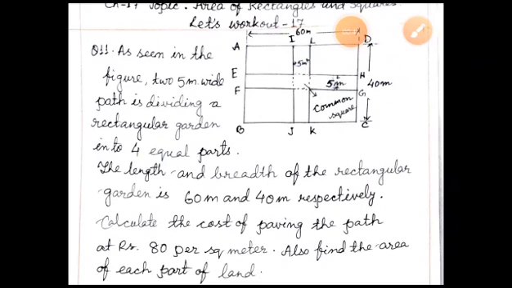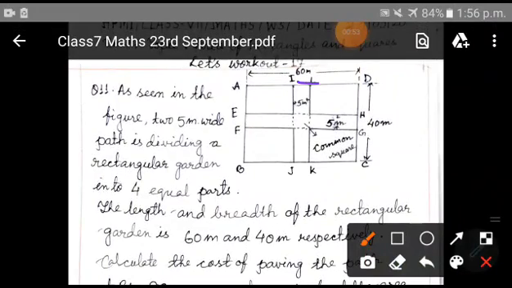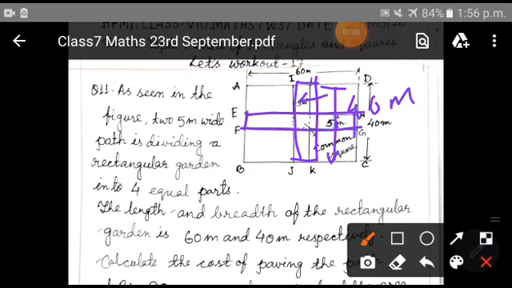Children, here at first we will have to find the cost of paving the path. So that means we will have to calculate the area of the path first. So you can see a cross path as shown in the figure. One rectangle is running vertically and another running horizontally. So here in the vertical rectangle, the length will be 40 meter and breadth will be 5 meter. Why 5 meter? Because here in the question the width of the path is given, which is 5 meter. So that is why the length will be 40 meter and the breadth is 5 meter.